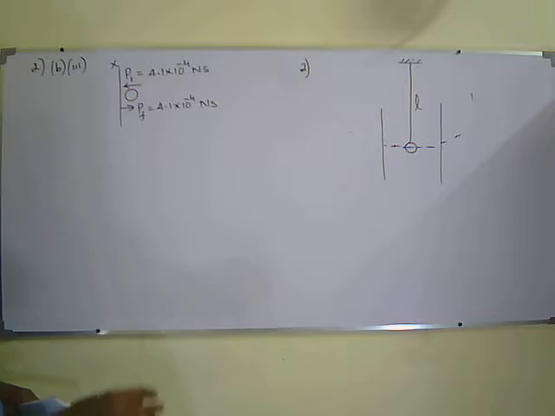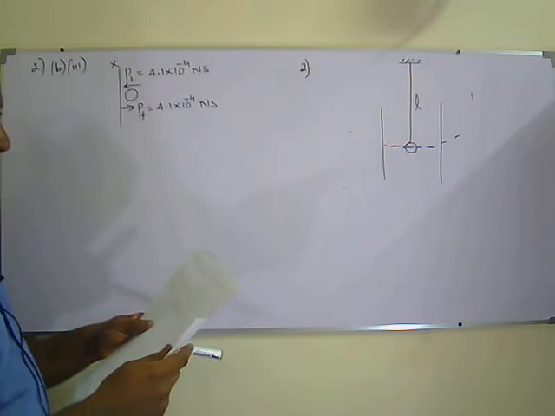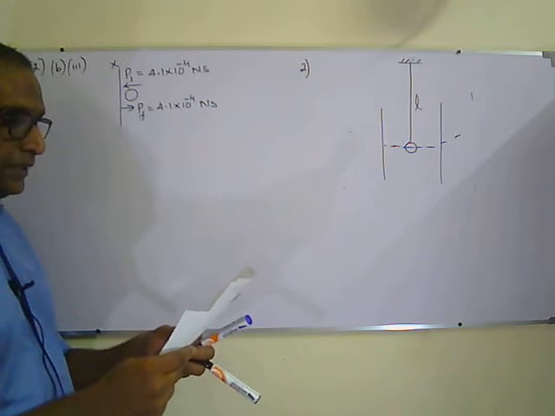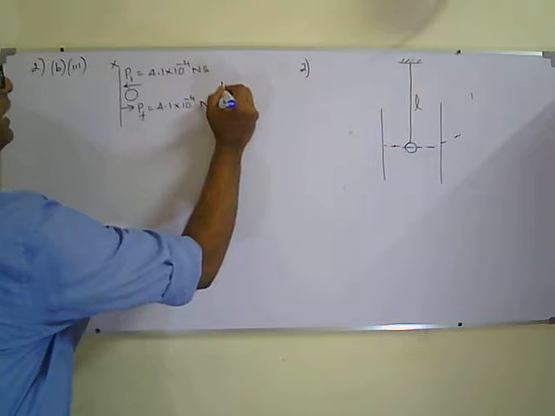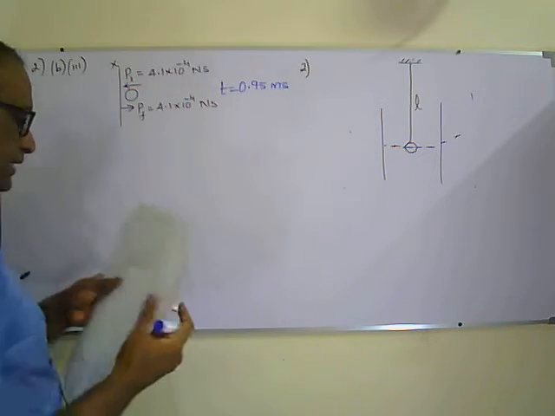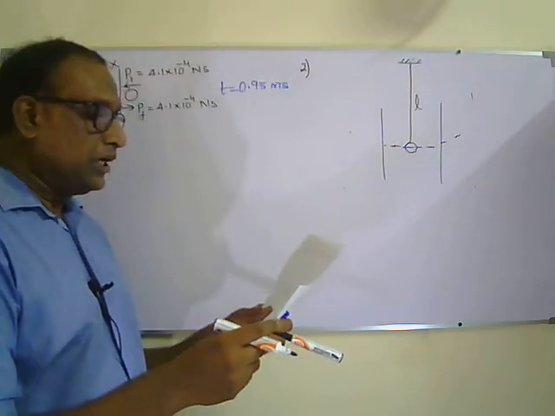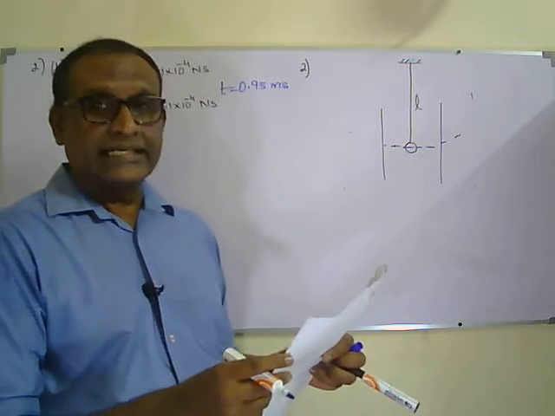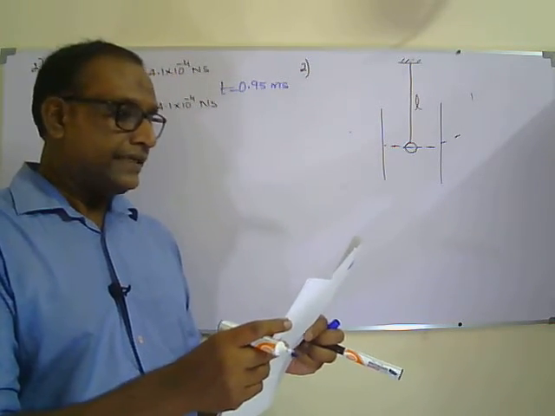Okay, question number 2, part B, third part. They are saying the ball is in contact with the plate X for 0.95 milliseconds. So the contact time is 0.95 millisecond. And they are saying calculate the average force acting on the ball during this contact time. Assume that the ball hits the plate and leaves the plate at the same speed.